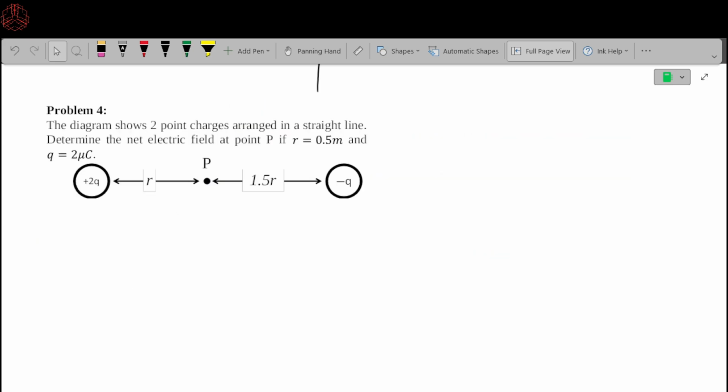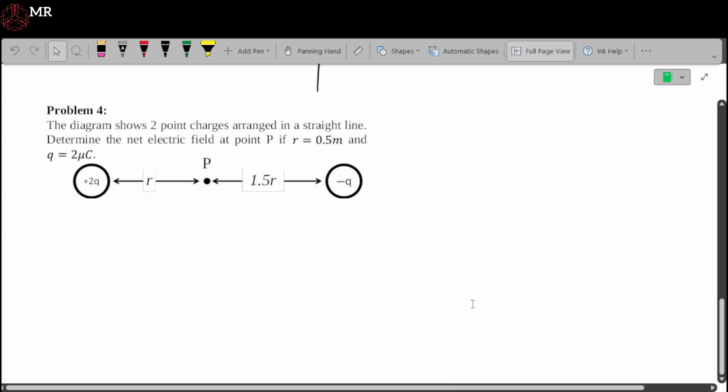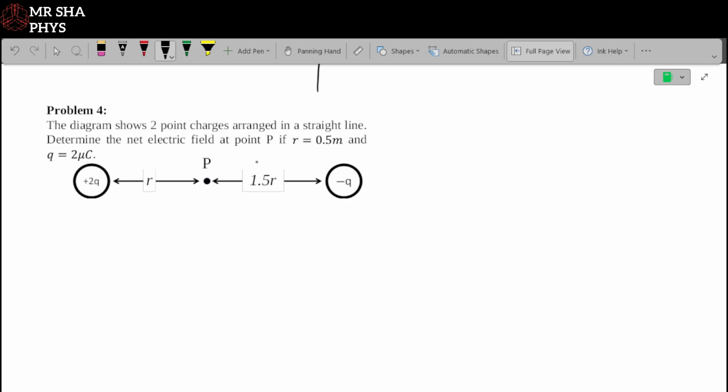Okay, so now we want to look at multiple sources of electric field. So in this particular question, let's just read it out. The diagram shows 2 point charges arranged in a straight line. Determine the net electric field at point P if R equals 0.5 meters, which is 50 centimeters, and Q equals 2 microcoulomb.